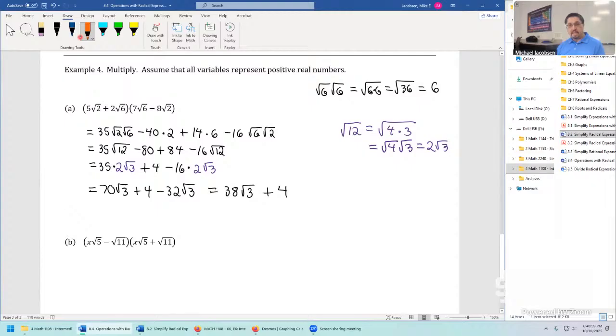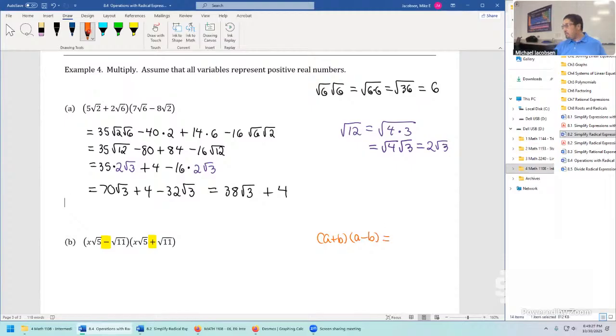Okay, part B turns out to be something really special that we need in the next section, 8.5. Notice it kind of looks like the same exact problem, or the same exact factor rather. 8x root 5 minus root 11, x root 5 plus root 11. The only differences are the signs in the middle. And when this happens, it might remind you of a plus b times a minus b situation.